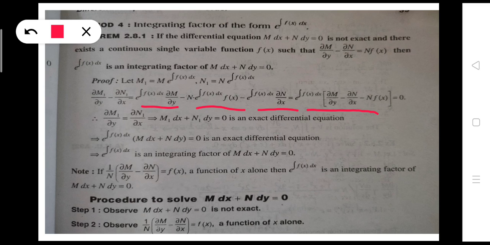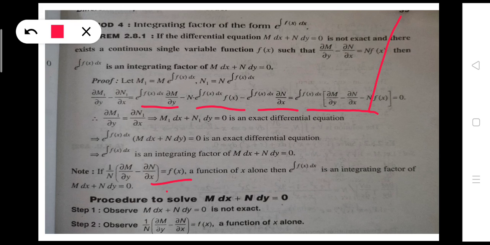Note 1: if 1 by N into dou M by dou y minus dou N by dou x is equal to f of x, a function of x alone, then e power integral f of x dx is an integrating factor of M dx plus N dy is equal to 0. And now the procedure to solve M dx plus N dy is equal to 0.